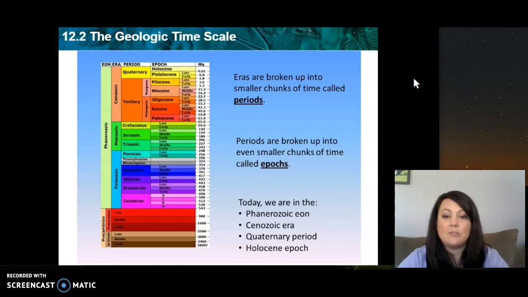Eras are broken into chunks called periods. Periods are broken into chunks called epochs. Today, we are found up here at the very top, we are found in what is called the Phanerozoic Eon, Cenozoic Era, the Quaternary period, and the Holocene epoch.